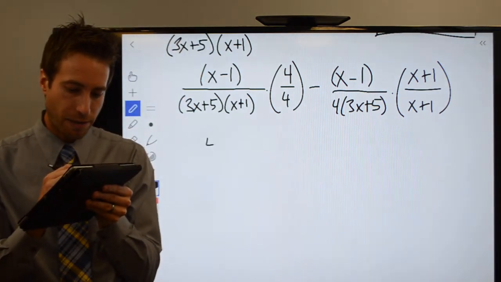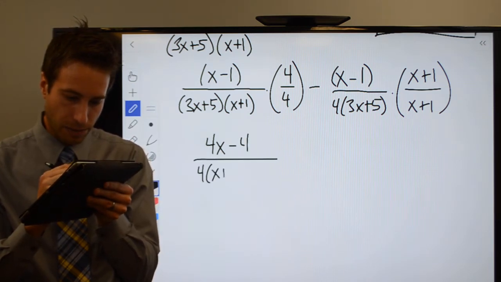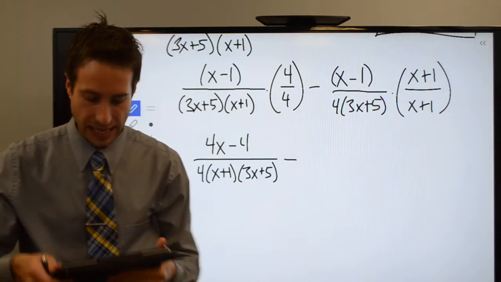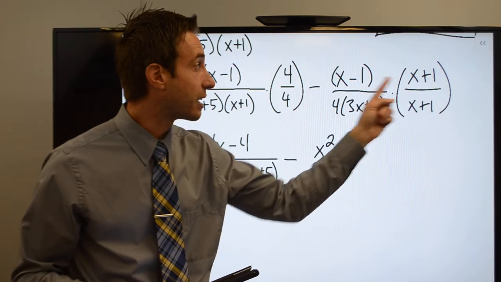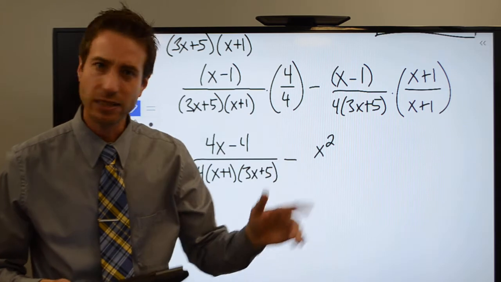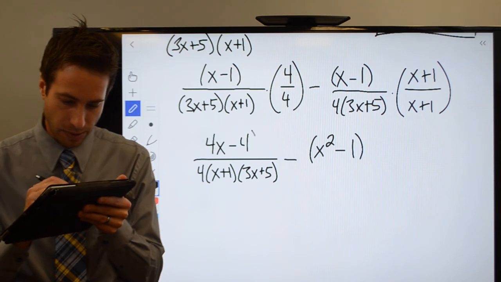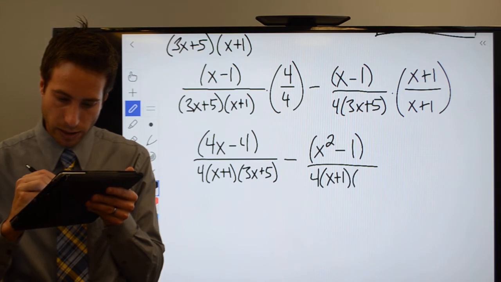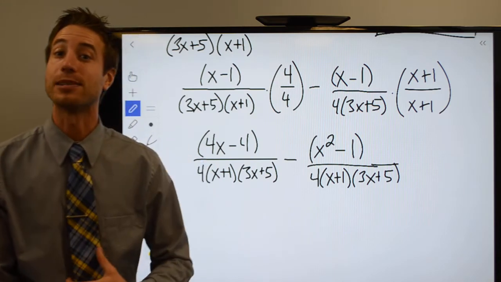So that's going to give me 4x minus 4 all over 4 times x plus 1 times 3x plus 5, minus, FOIL this guy out: x times x is x squared. x times 1 is x. Negative 1 times x is a negative x. Plus x minus x cancel each other out. Negative 1 times 1 is a minus 1. So there we go, minus 1. Put it in parentheses. I'll put that one in parentheses too, why not, it doesn't hurt: 4 times x plus 1 times 3x plus 5. So I've got my common denominator, and I can go ahead and subtract the numerators.